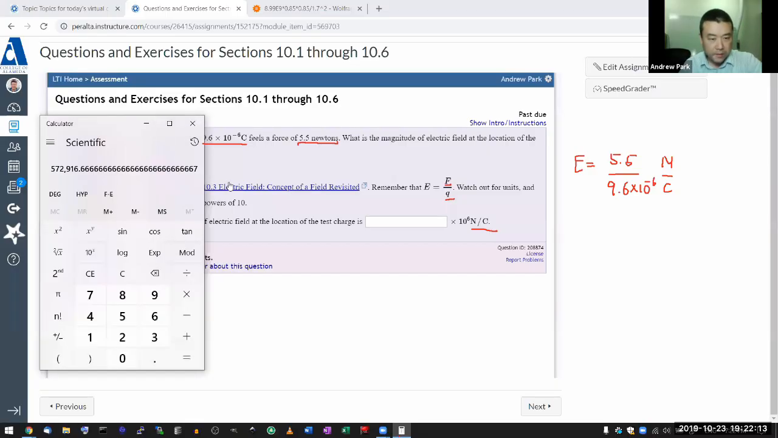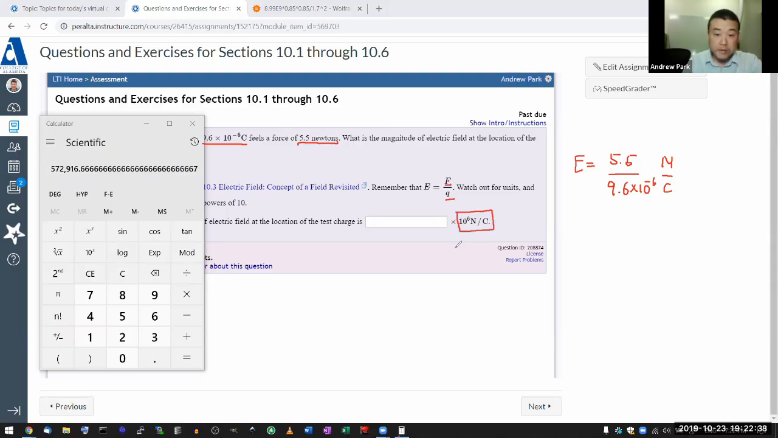And this is another place where you have to watch out for what unit the question is asking for your answer in. So if it was just asking for the answer in Newton per coulomb, then that's what I would put in, and that would be correct. But here, the unit that the question is being asked in is not Newton per coulomb. It's in million Newton per coulomb.